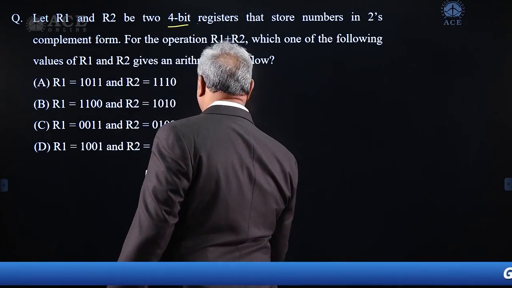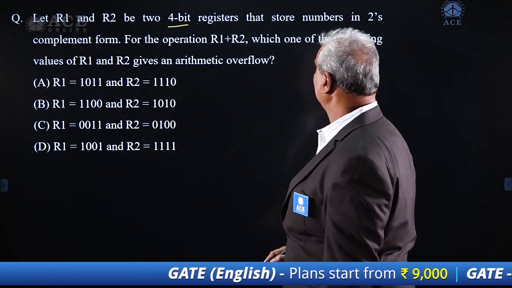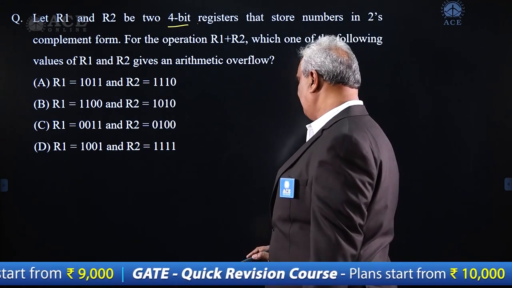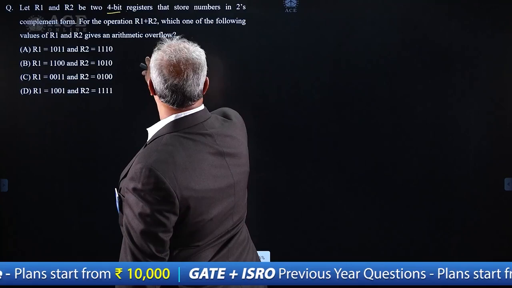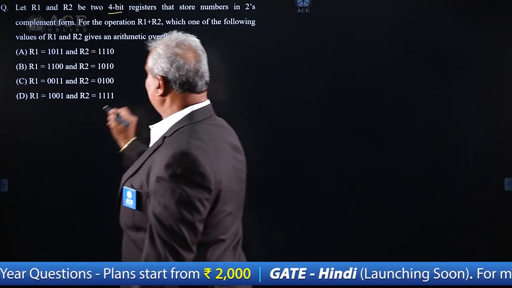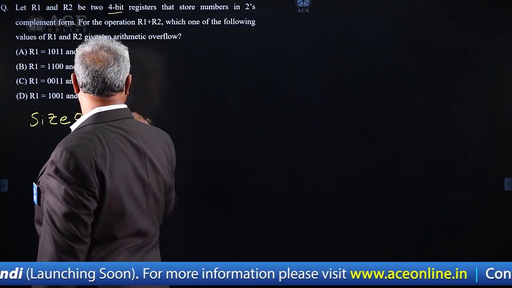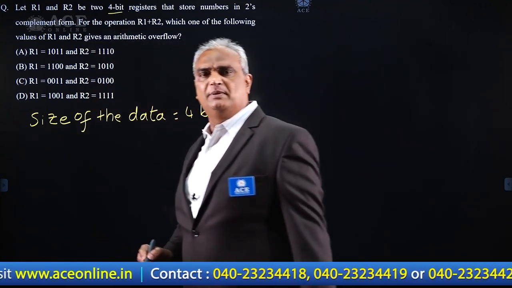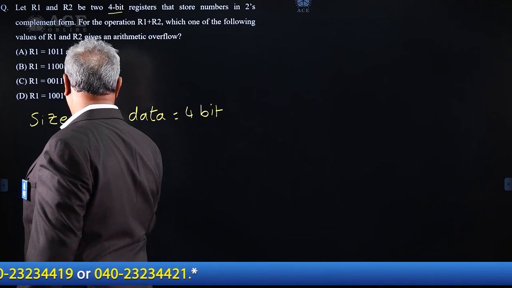The solution is like this. It is also an MCQ question. Here, the size of the data is 4-bit. In 2's complement notation, the range is for signed numbers.